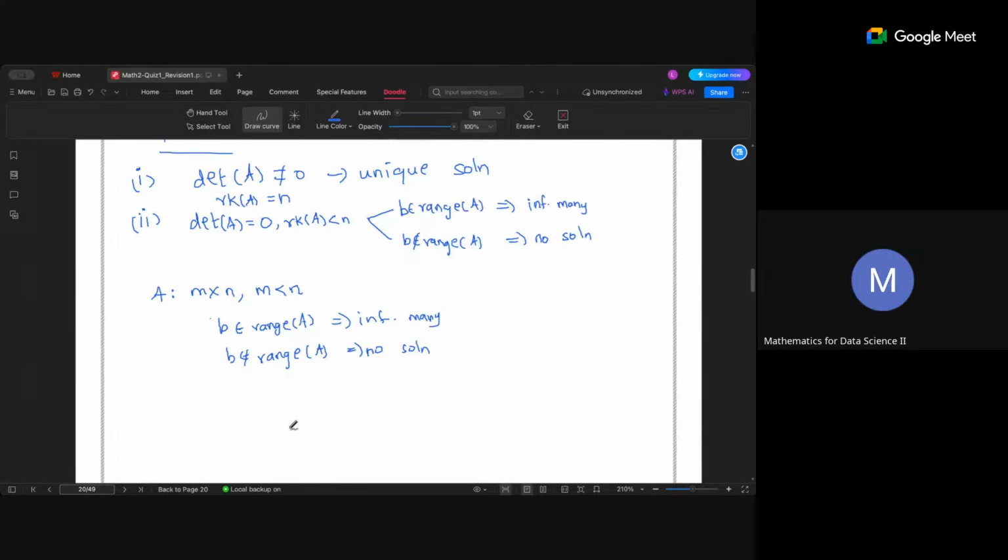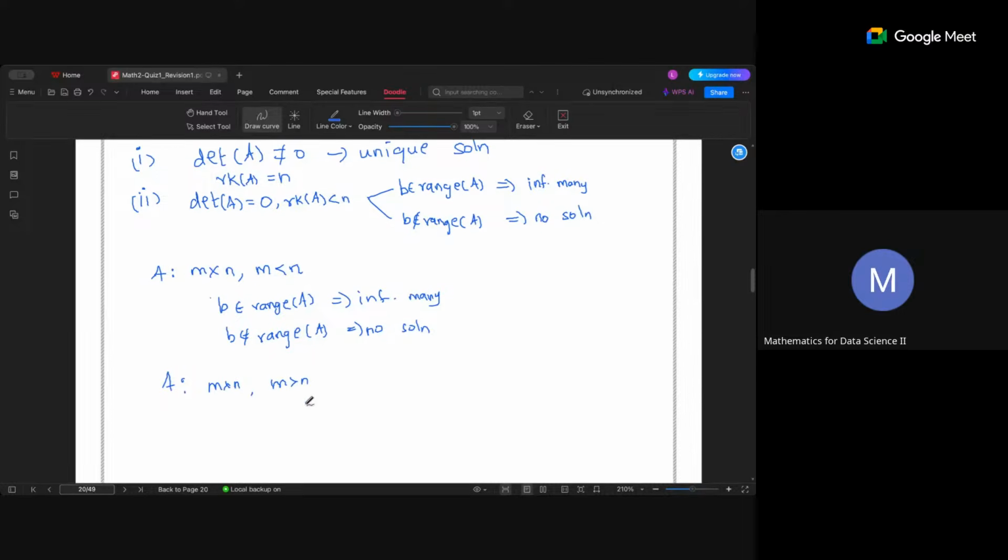Now the next scenario is when m is greater than n. When m is greater than n, there are different scenarios. The first scenario is rank of A is equal to n. If the rank of A is equal to n, then again it depends on whether b is in the range. If b is in the range of A, we will have a unique solution.